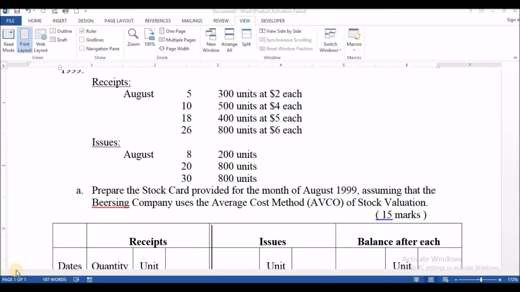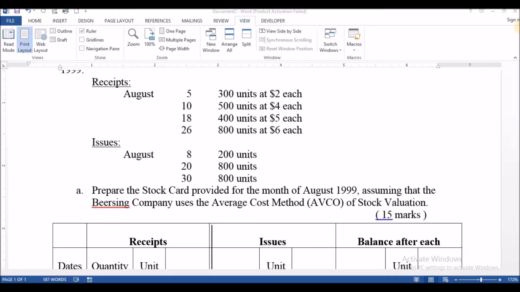Alright, so I want you to look at stock valuation, and you're going to review the notes that you have there in your study guide. If you have any questions, you can post them in the comment section below, and I will address those questions from the notes.